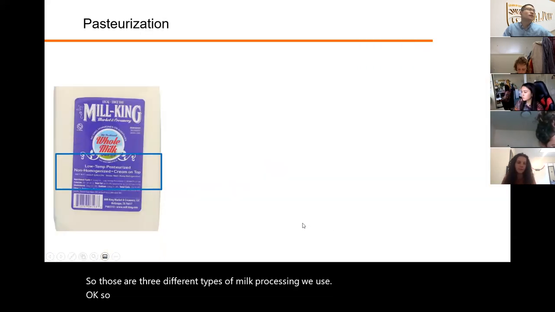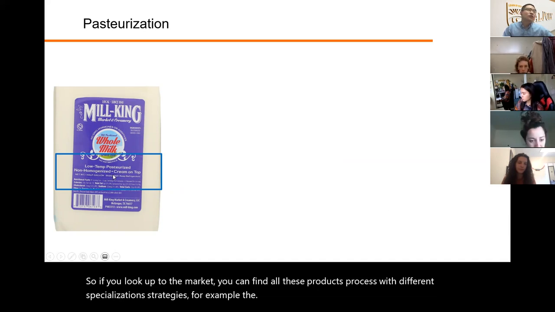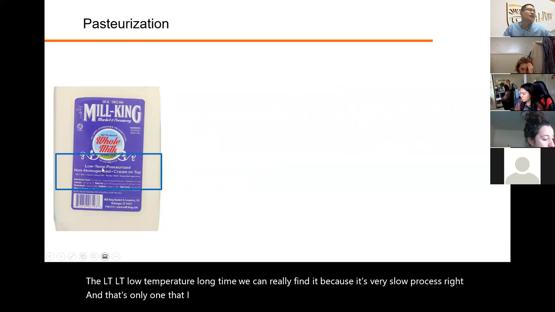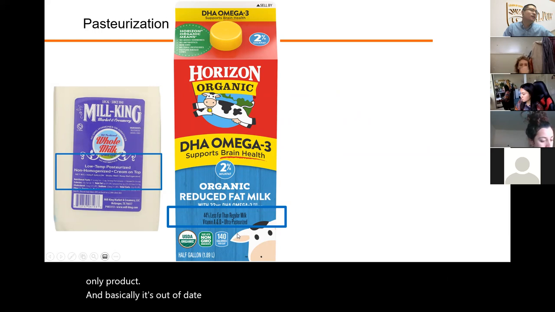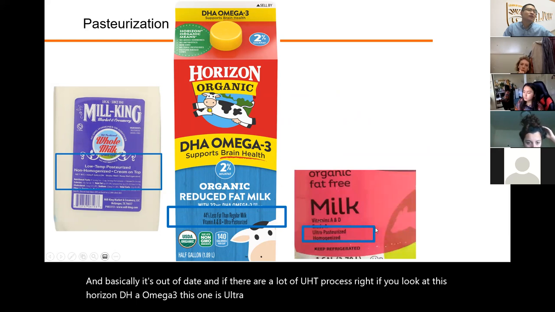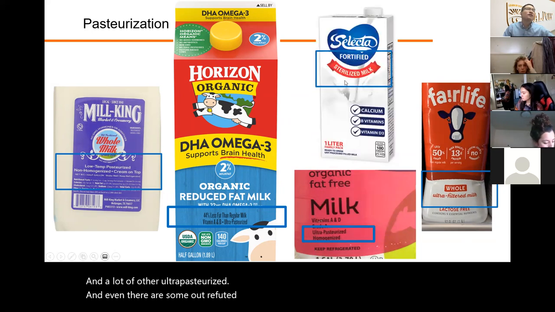Okay, so if you look at the market, you can find all these products processed with different pasteurization strategies. For example, the LTLT, low temperature, long time, we can rarely find because it's a very slow process, right? That's the only one that I found when I searched in the grocery store. Basically, it's out of date. And there are a lot of UHT products, right? If you look at this Horizon DHA omega-3, this one is ultra pasteurized, okay? And a lot of others are ultra pasteurized. And there are even some ultra filtered products and some sterilized.